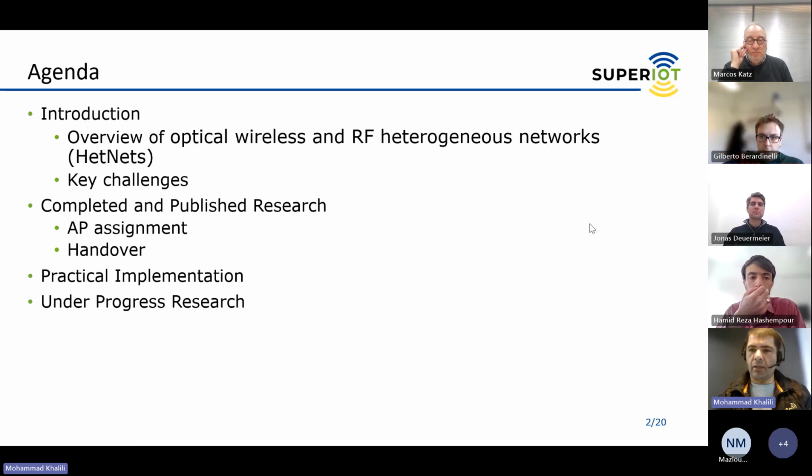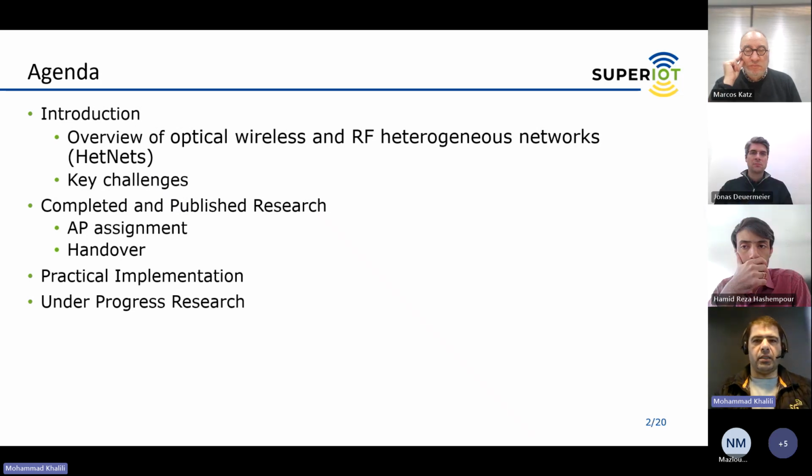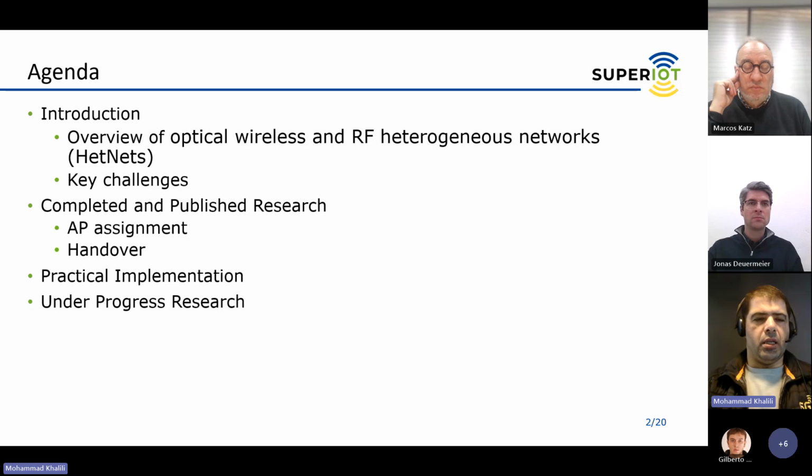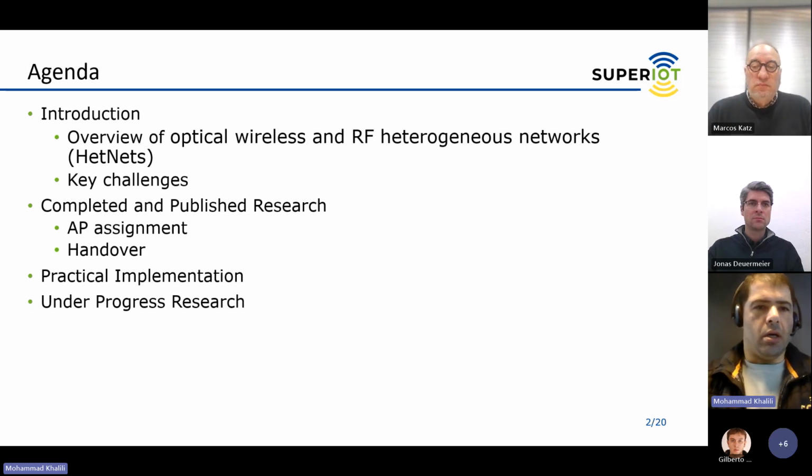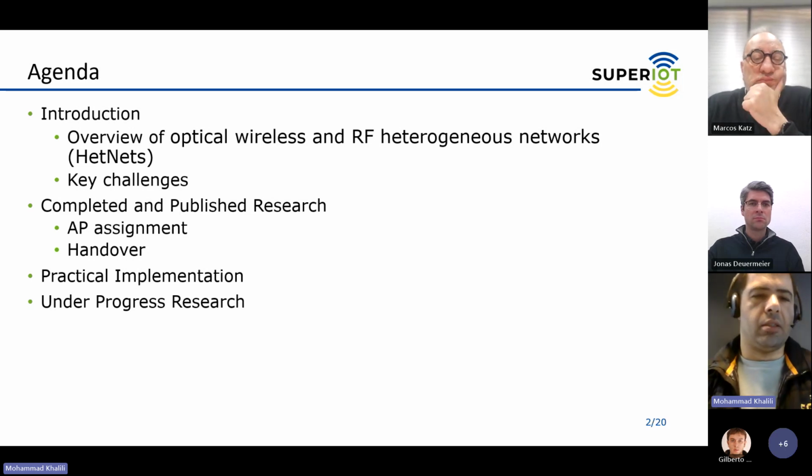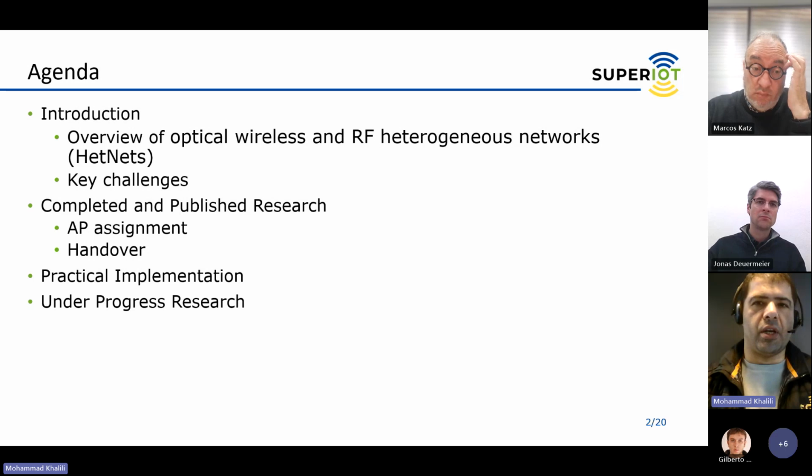First, I introduce optical wireless communication and radio frequency networks, and the combination of these networks in hybrid optical radio networks, and then I introduce some key challenges that may happen in research in this topic, and then I'll present some completed or published research we have done in this Super IoT project, and then I'll present our practical implementation, and finally I present ongoing research that we are doing now.